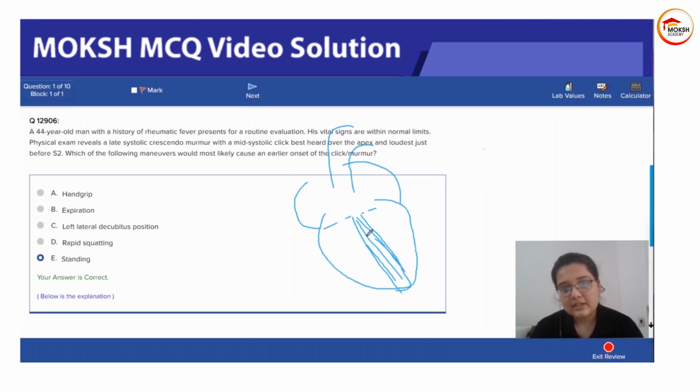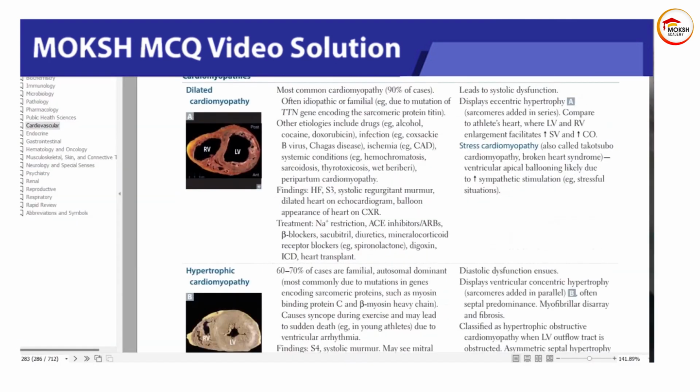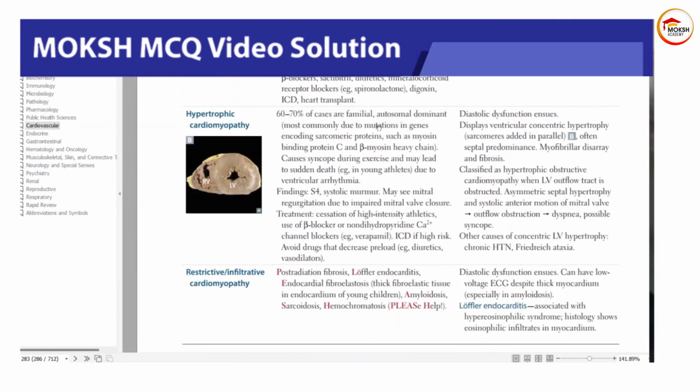Now what happens in your HOCM is, see, this is a hypertrophic cardiomyopathy. It is myosin binding protein C and beta myosin heavy chain involvement. There is a mutation in these sarcomeric genes. So what happens is there is a hypertrophy of your heart with an excessive hypertrophy in your interventricular septum.